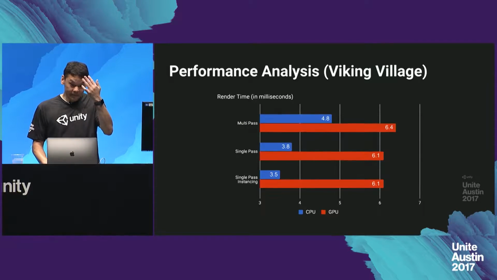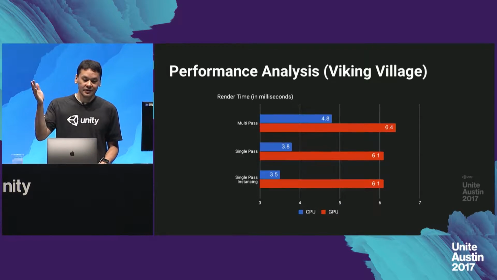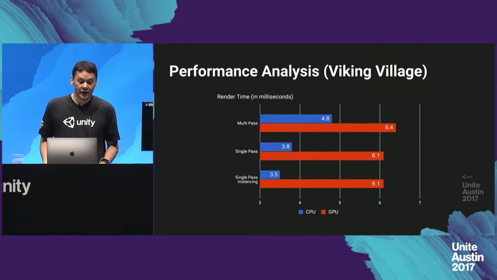So here's the graph of the different stereo rendering methods. Multipass took 4.8 milliseconds on the CPU for this test scene. The GPU was 6.4, and then with single pass, the CPU was 3.8 and the GPU 6.1, and single pass instancing was 3.5. So you can see the CPU utilization is going down a lot. The GPU one isn't going down as much as it could be. We're working with other companies like Oculus and Valve to get that down even further. It requires a little bit of changes on their side.